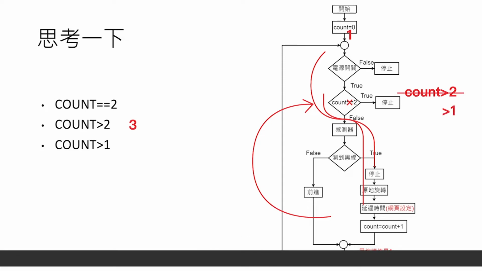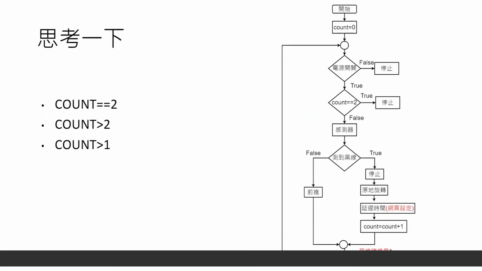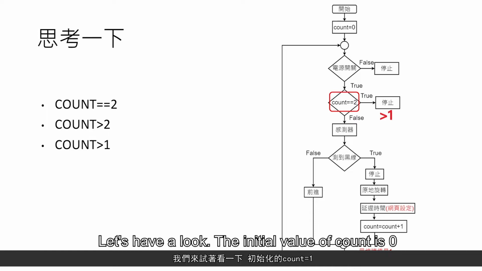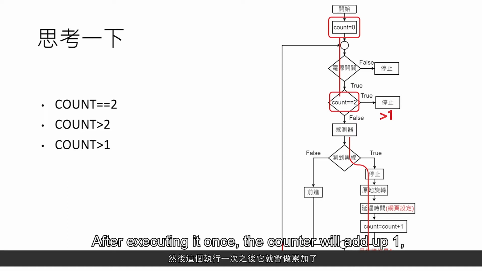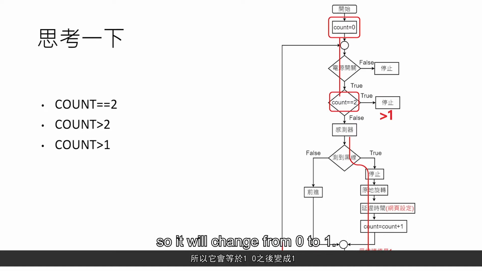Let's move on. If the condition statement count double equals 2 is changed to greater than 1, let's have a look. The initial value of count is 0. So for this statement, the evaluation yields false. So it will execute once. After executing it once, the counter will add up 1. So it will change from 0 to 1.